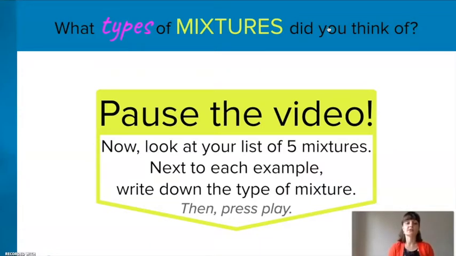Now what I want you to do is to pause the video. Look at your list of 5 mixtures that you wrote down earlier, and next to each example, write down what type of mixture it is. Is it a solid and a liquid, or a liquid and a gas? What type is it? Write that down. Once you're done, come back and unpause the video.